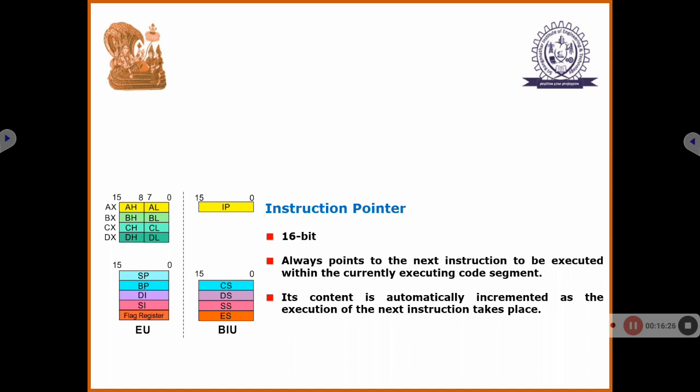And then what are the main two units available in the 8086? One is the execution unit, another one is the bus interface unit. What are all the registers? 16-bit registers are available and 8-bit registers are available. What is the function of each and every register? General purpose registers are used to store the data. AX, BX hold 16-bit data. If you want to store 8-bit data, you can use AH, AL. That is the main important thing.